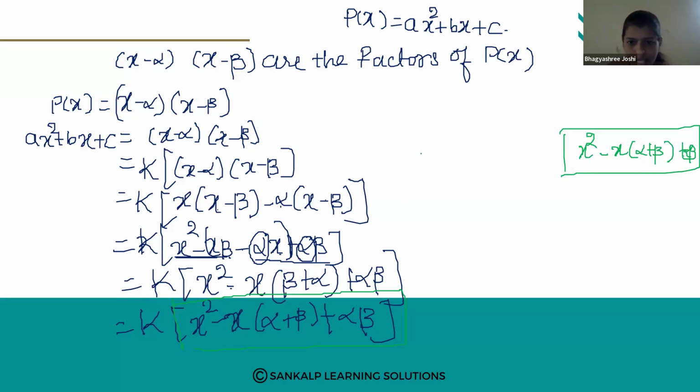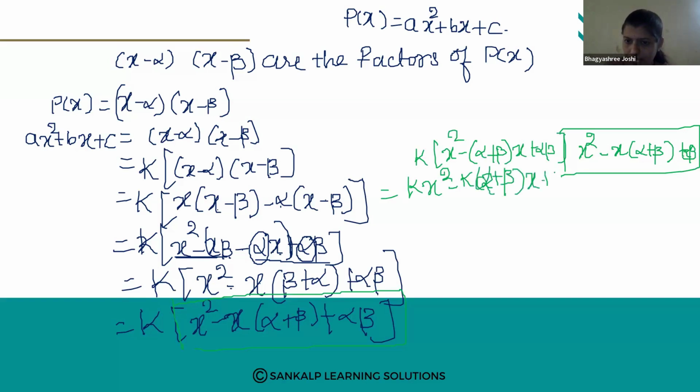Okay. Next, k into x square minus alpha plus beta into x plus alpha beta. Right? Now, what do we do? Multiply this k to all the terms. Multiply k with all the terms. k into x square minus k into alpha plus beta into x plus k into alpha beta. Okay. k x square minus k into alpha plus beta into x plus k alpha beta.